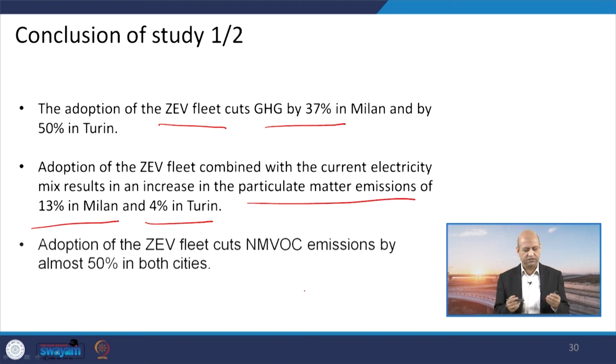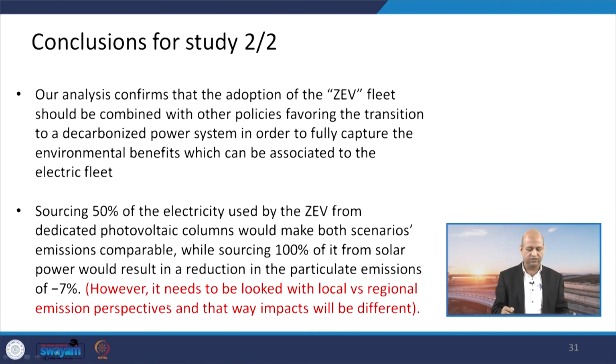coal based electricity generation. There is another reduction: non methane VOC emissions are reduced by around 50% in both cities. That is a good sign, means greenhouse gas emissions and these NMVOCs, non methane volatile organic compounds, are reduced significantly. Particulate matter is slightly increased, and if we produce electricity with the help of renewable resources, then this slight increase of 13% and 4% can also be properly addressed. So this is where we can see the comparison.